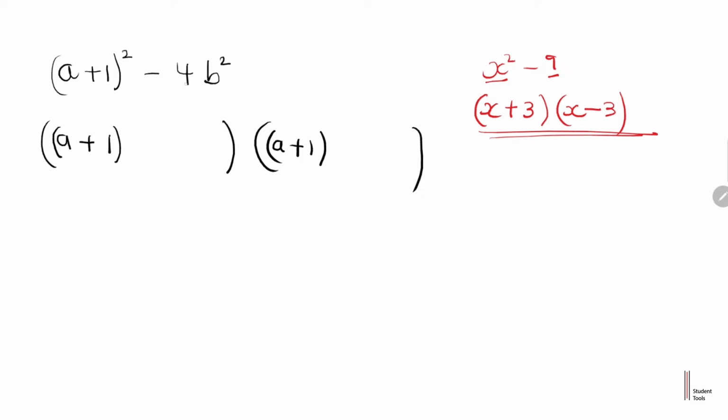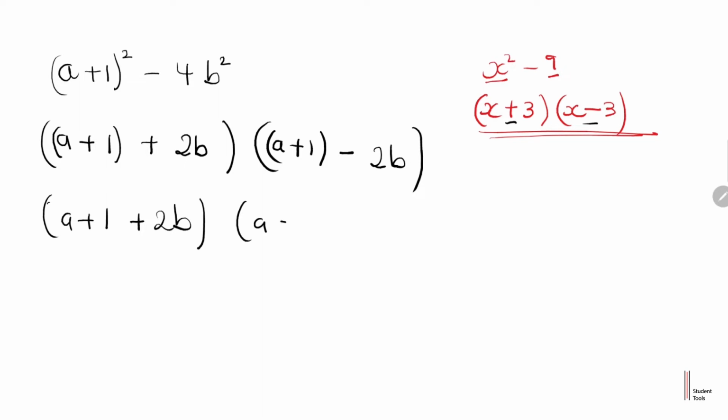And then here we'll have to find the square root of 4b squared. And again, that's a 2b, also a 2b over there. Here we will have a plus, and here we will have a minus, just like here and there. All right, now that we have this, we have (a + 1 + 2b), close bracket, (a + 1 - 2b). It is just how we factorize this expression.